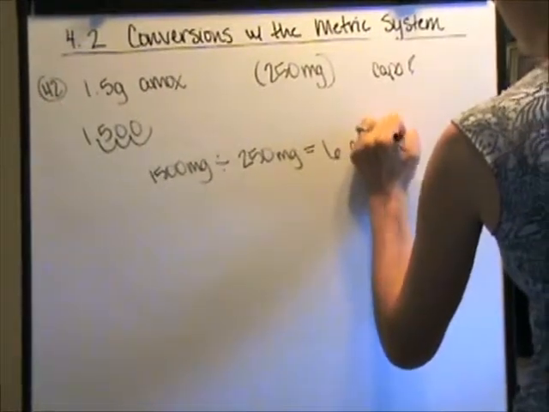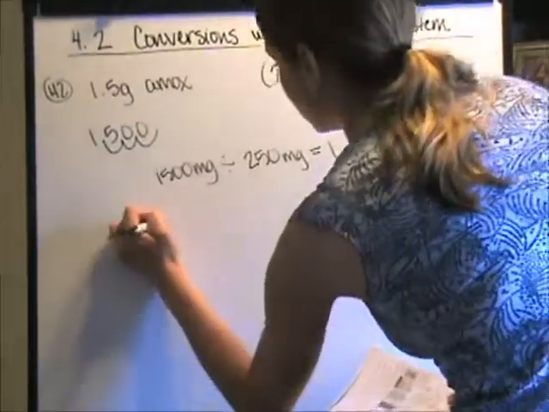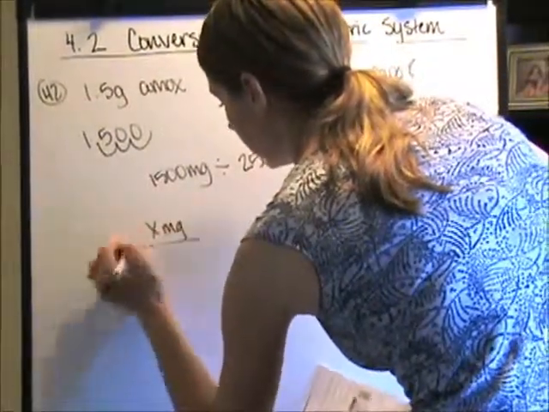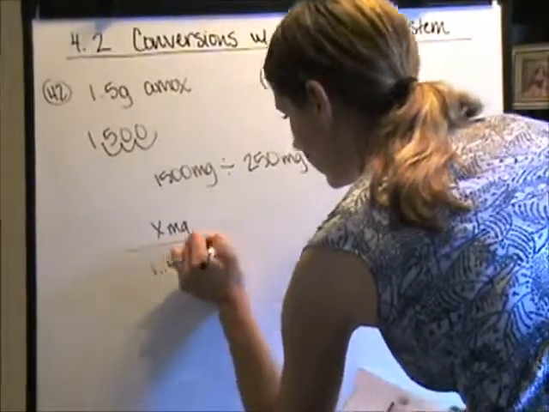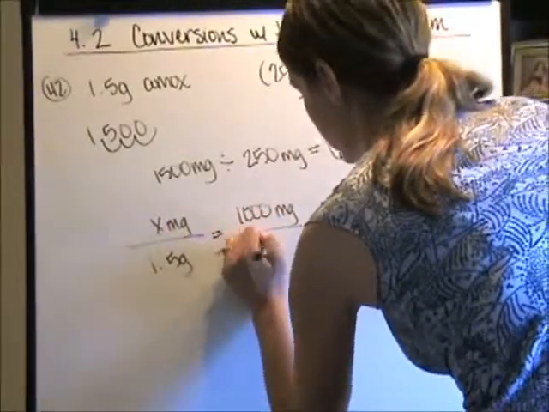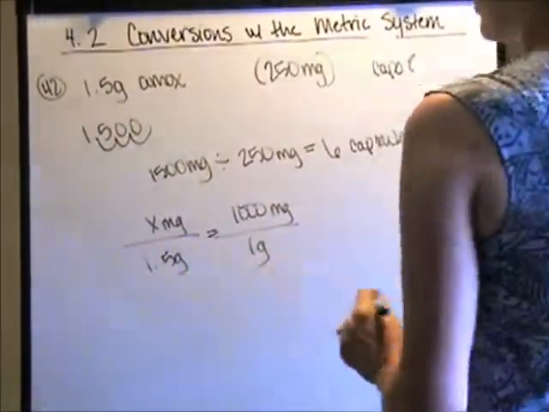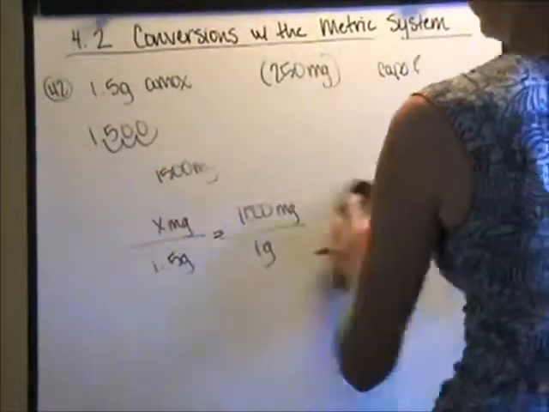Now you can still set up your proportion if you like, if that makes you feel more comfortable. You can always do it that way. X milligrams over 1.5 grams, 1,000 milligrams per gram, and you can solve for X that way. It's really just a personal preference.